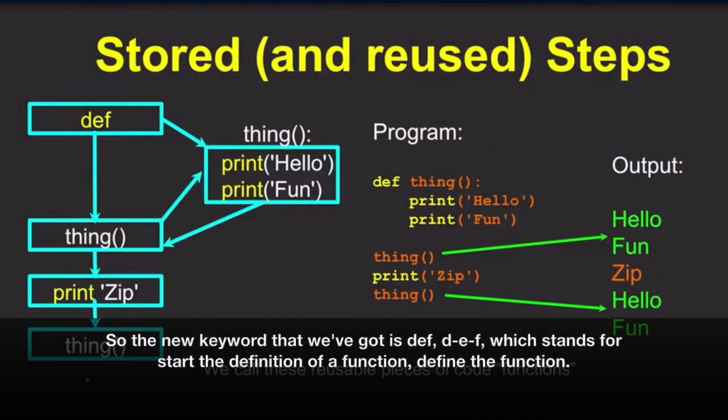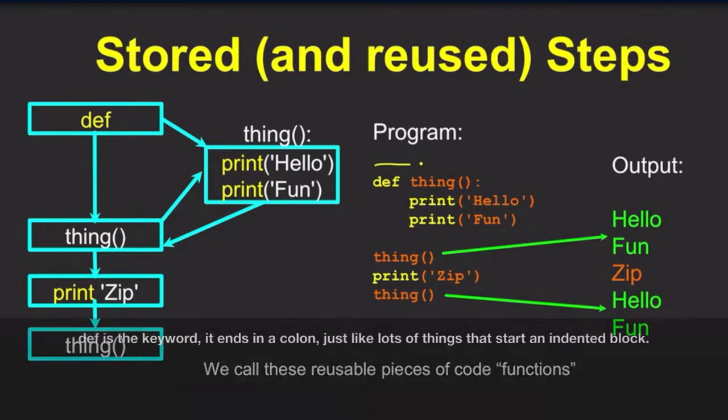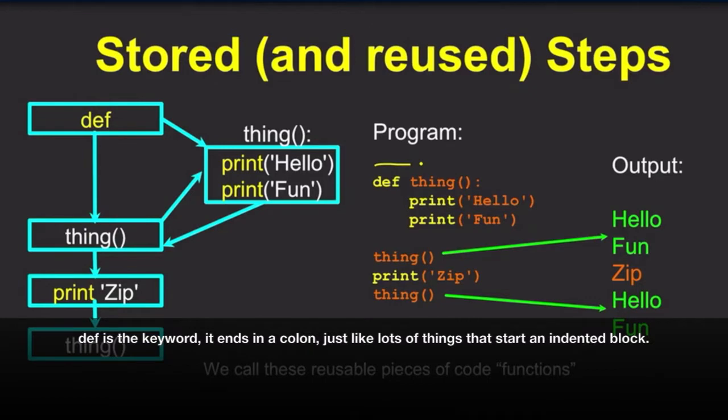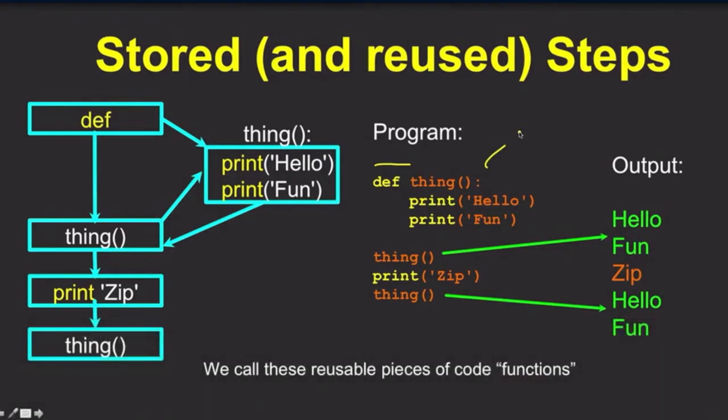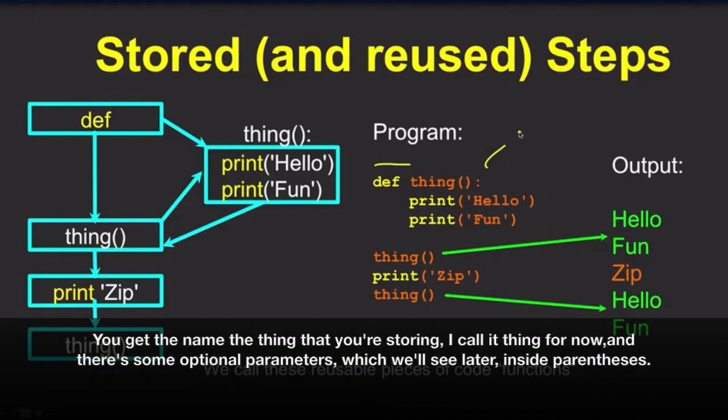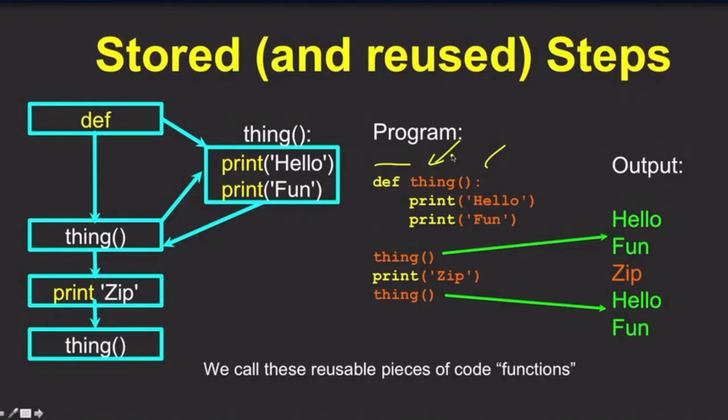The new keyword that we have got is def, D-E-F, which stands for start the definition of a function. Define the function. Def is a new keyword. It ends in a colon, just like lots of things that start an indented block. You get the name of the thing that you are storing. I call it thing for now, and there is an optional parameter, which we will see later, inside the parentheses.